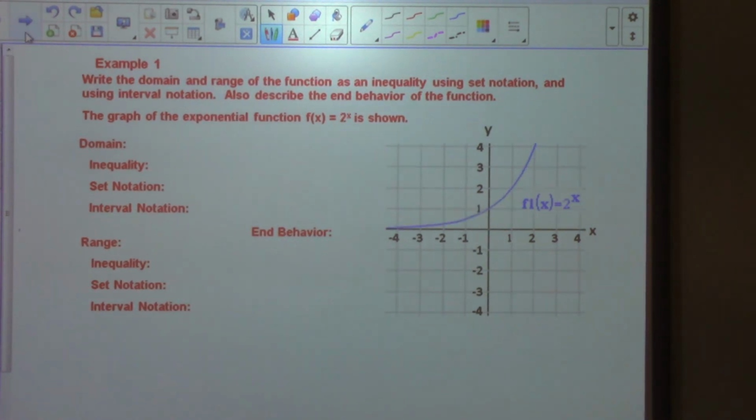What I want you to do is, it says example 1 here, but really this is example 2. I want you to go ahead and try to fill this out for this exponential function. Now, in pre-calculus, we're going to see f of x equals e to the x, but this is a very closely related function, and the basic traits are the same. So go ahead and fill that out, and I'll go over that with you in a couple minutes.